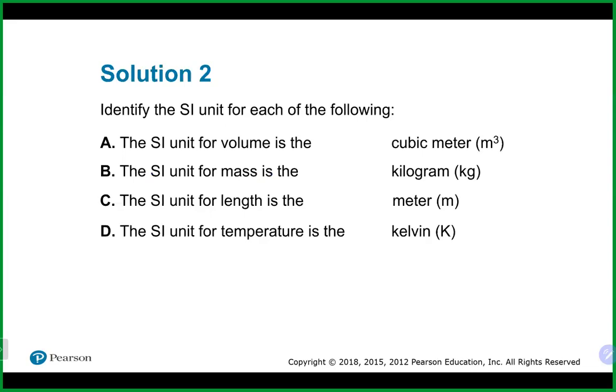All right, if we look at the SI unit for each of these, as we saw earlier, the volume is meters cubed, but more commonly, outside of the standard SI unit, cubic centimeters is used. Kilogram is the SI unit and is a very common unit of mass, but we do also use other units like grams. The SI unit for length was meters, as we saw, and temperature is Kelvin, as we talked about.